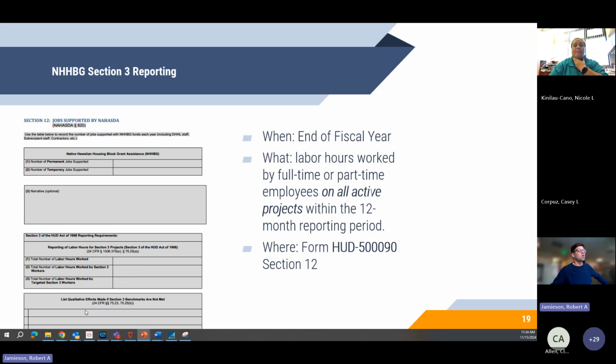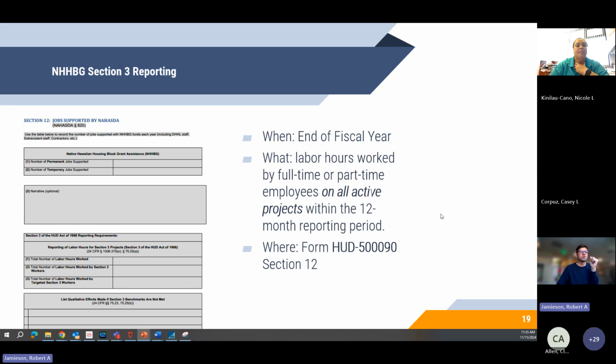The qualitative is more, okay, maybe we didn't get 25% and 5%, but what did we do, again going back to that best efforts, greatest extent feasible, to try and get to that 25% and 5%. And here's where you can list that.